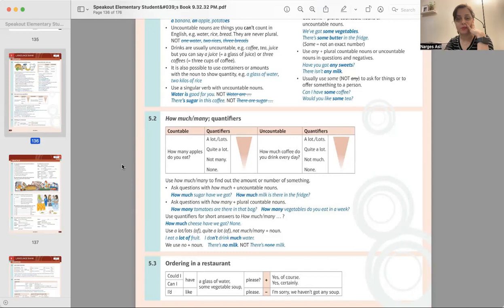Okay, look at this box. You can see the question: how many apples do you eat? The thing is crystal clear that how many is for countable nouns, the nouns that come in a plural way or a singular way, with a or an. But how much is related to uncountable nouns. For example, water, rice, fish.